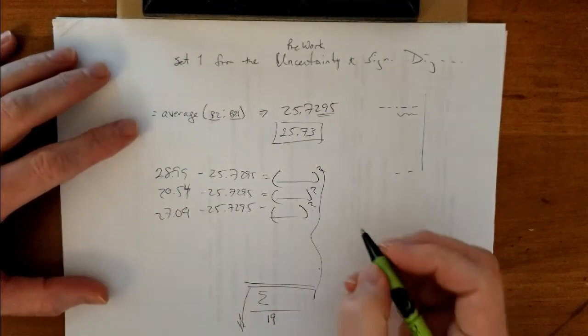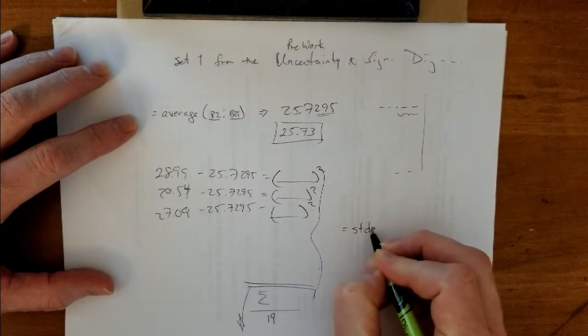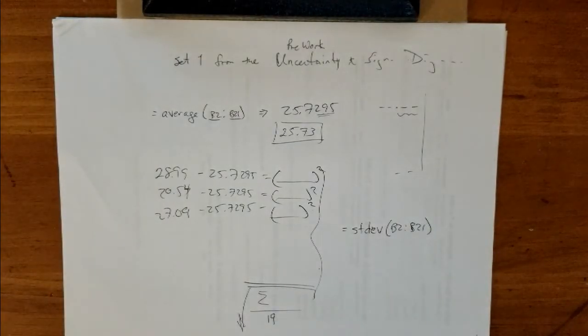The simpler way of doing that in Excel or OpenOffice spreadsheet, and probably Google Docs, is STDEV and then B2 to B21. That would handle the standard deviation of it. There are other standard deviations, but that is the one that we want.